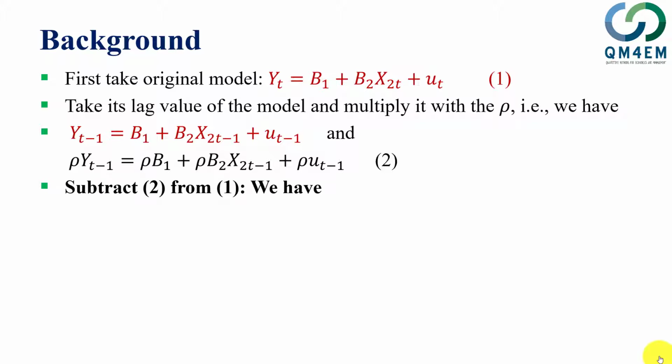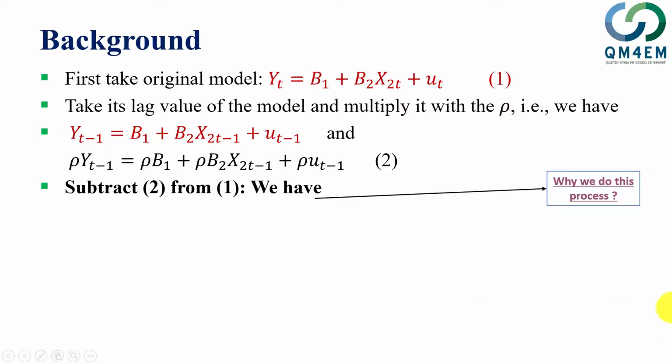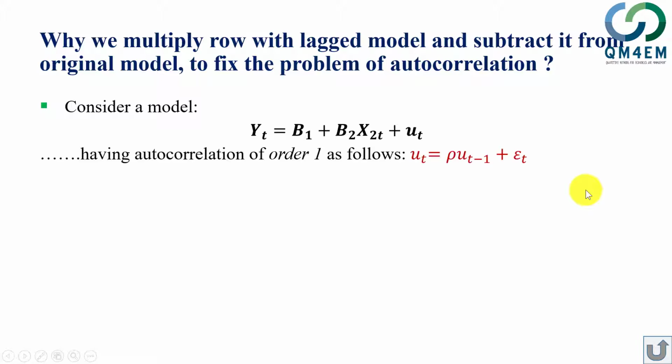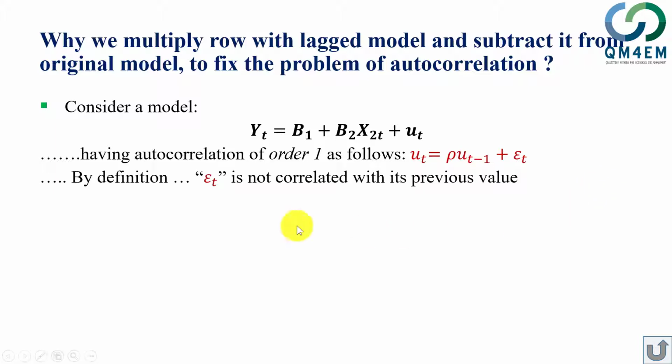Someone may ask this question: why should we be doing all this process? So I will hold this mathematical transformation at this stage, and first let me tell you the logic of applying this method. This was the model with which we started, and we presume that it suffers from first order autocorrelation. So by definition, epsilon is not correlated with its previous value.